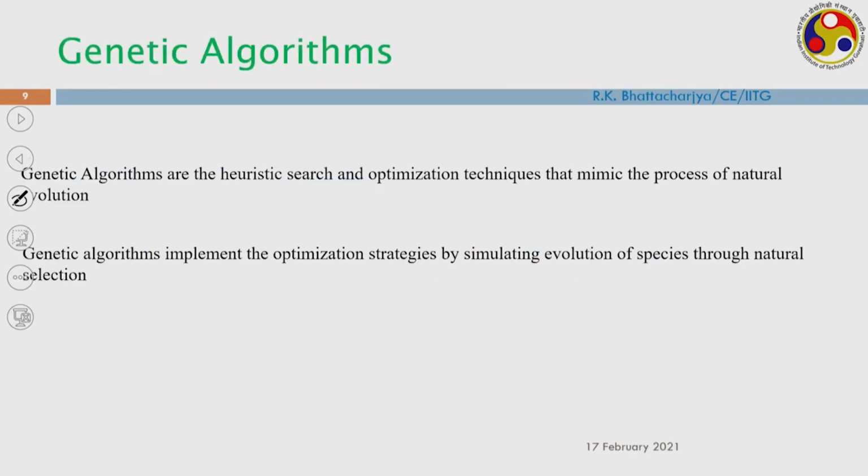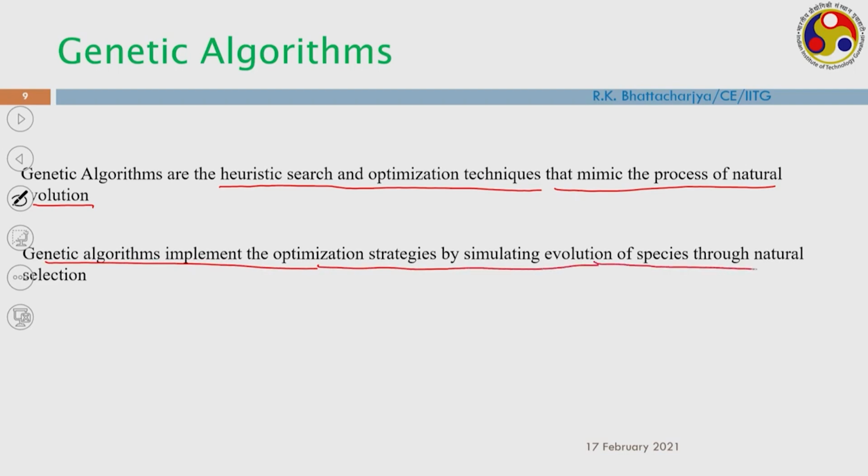Okay. Now, what is genetic algorithm? The genetic algorithms are the heuristic search and optimization technique that mimic the process of natural evolution. So, what we are trying to do here is mimic the process of natural evolution. Genetic algorithms implement the optimization strategies by simulating evolution of species through natural selection. So, we are trying to apply artificially what nature is following, and then we are trying to solve the optimization problem.